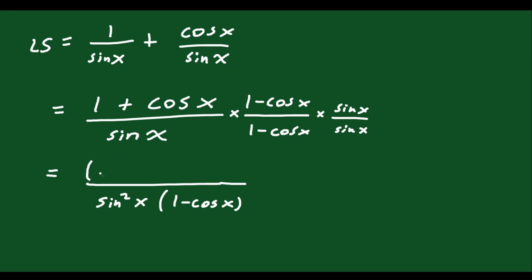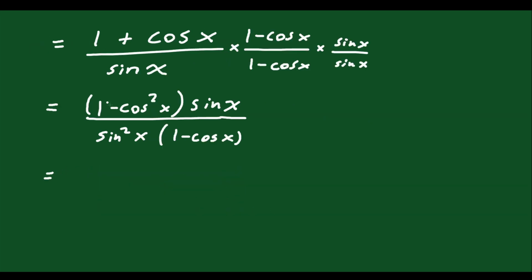Do a FOIL. You'll get 1 times 1 is 1. 1 times negative cos x is negative cos x. Cos x times 1 is positive cos x. Those two terms will cancel. And then cos x times negative cos x is minus cos squared x, just like that. It's kind of like a difference of squares in reverse, right? We're going the other way. And then times sine x. Okay? What's going to happen here?